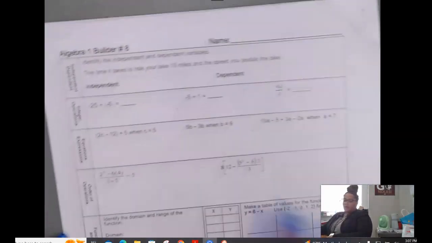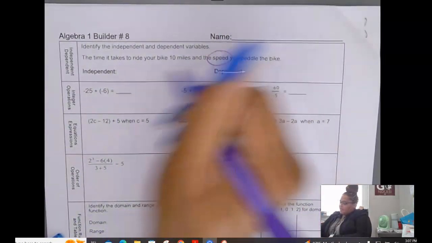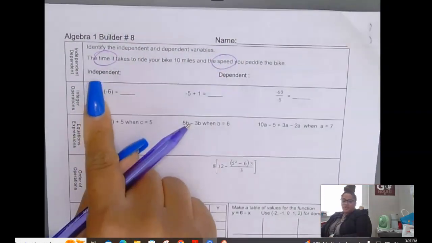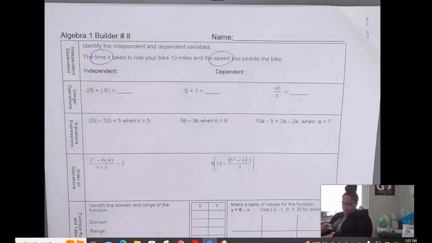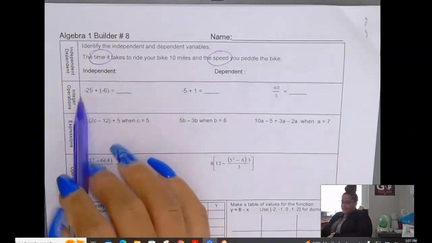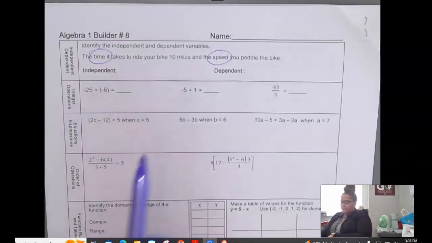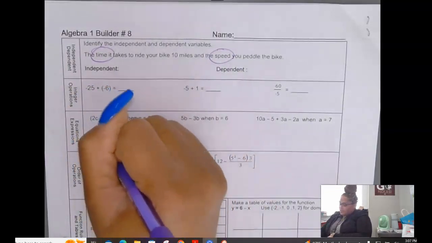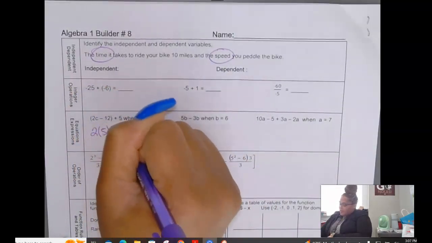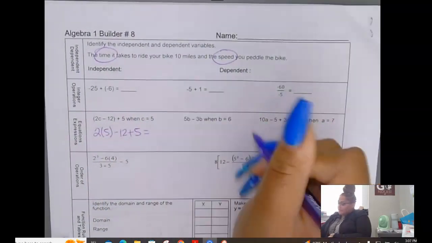On to the back until my time is up. So the only things that you will have to talk about here are speed and time. You need to choose who's independent and who's dependent. This can go directly in your calculator. Make sure that you're careful of your signs. This says negative 25 plus negative 6. This is not a multiplication problem. Down here, you're plugging in 5. This is 2 times 5 minus 12 plus 5. Then you calculate that. You need an answer here.